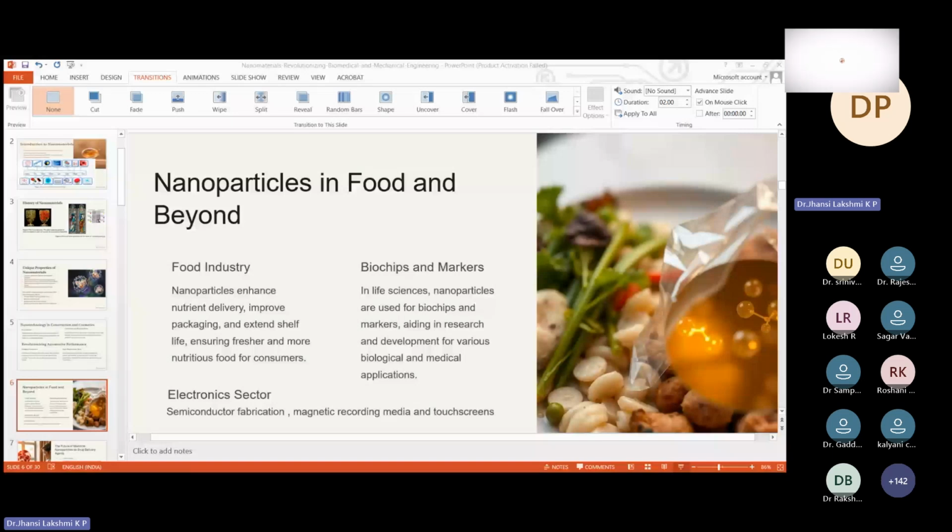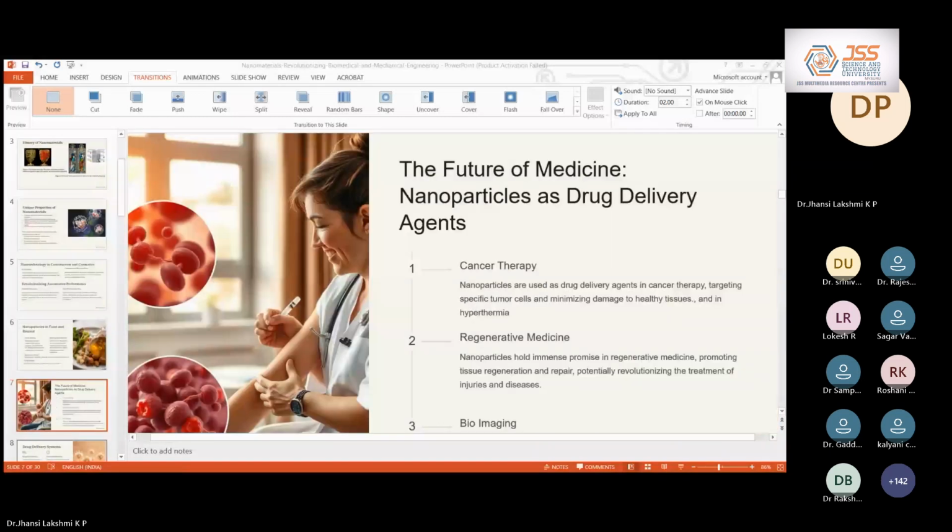Even in textile industries, nanoparticles are used because of their antimicrobial properties, UV protection and stain resistance. Then biochips and even markers also use nanoparticles widely. Coming to another important one, that is the future of medicine, the use of nanoparticles in biomedical applications.